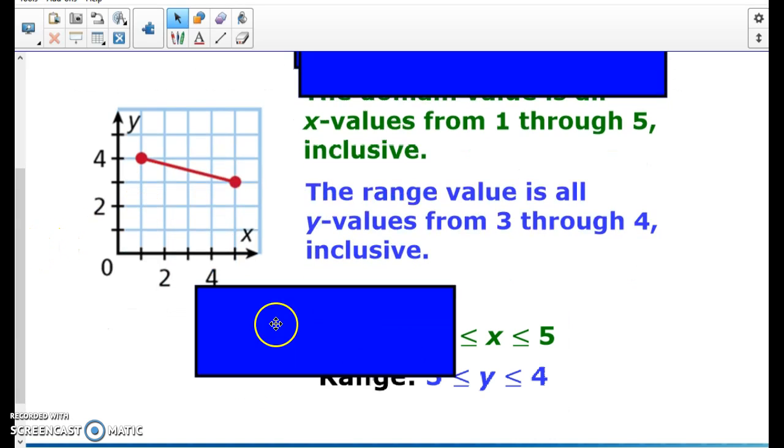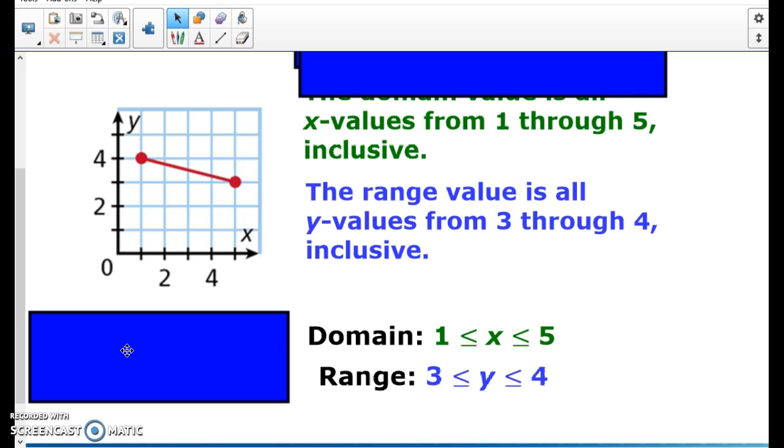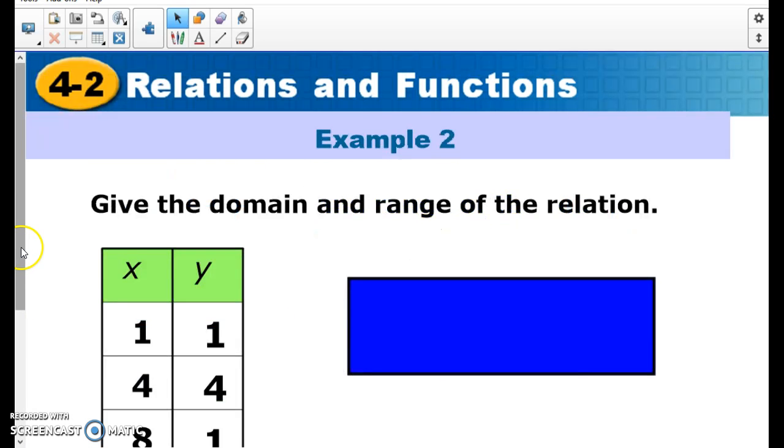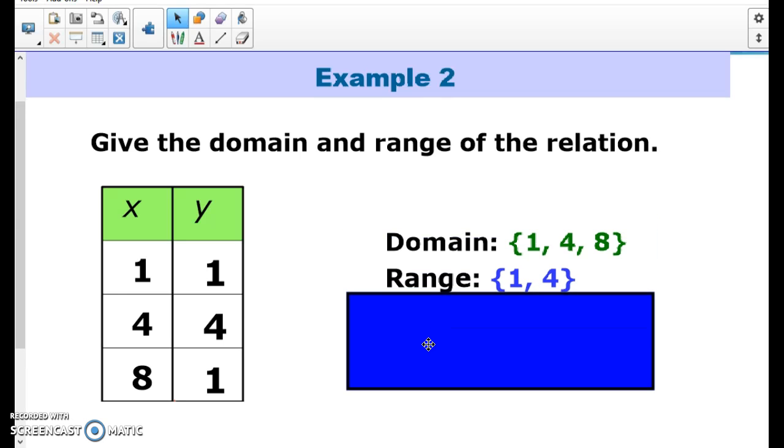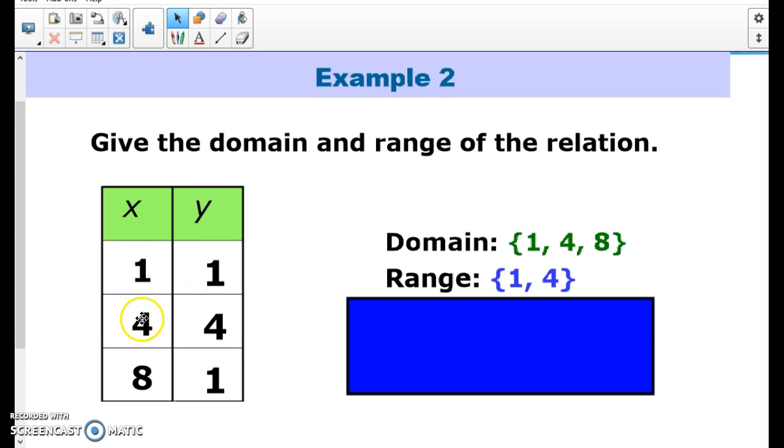So then I can write this going back to when we did inequalities a couple chapters ago. My x is bigger than 1 but less than 5. My y is bigger than 3 but less than 4. So that's another way we can be writing domain and range. Again here, write the domain and range. Pretty simple. Domain 1, 4, 8. Range 1, 4, 1. I don't need to write the 1 twice, so I can just write 1, 4.